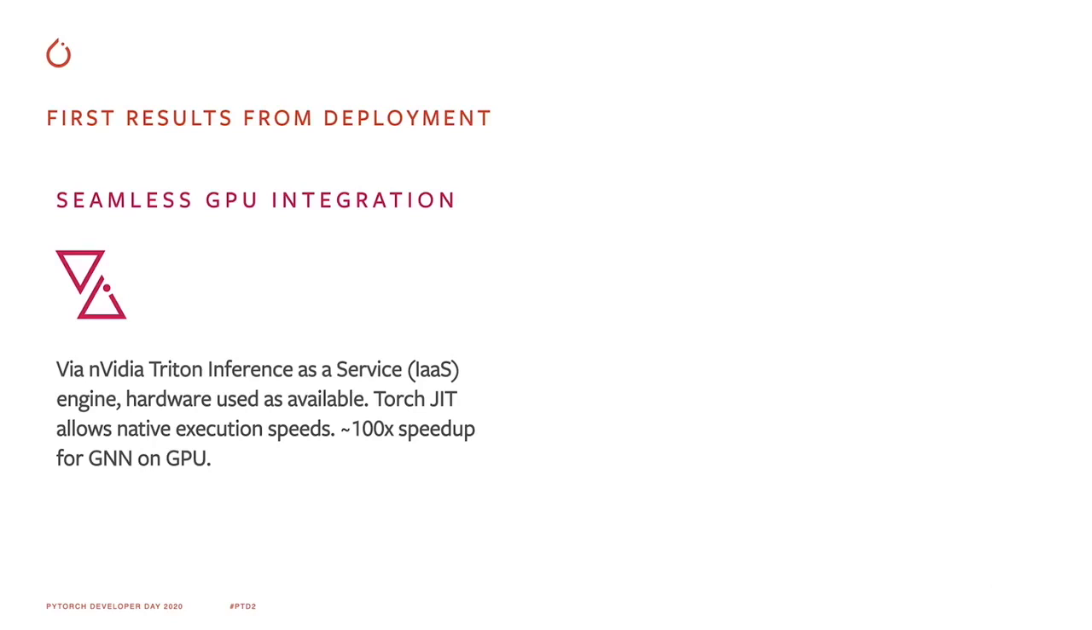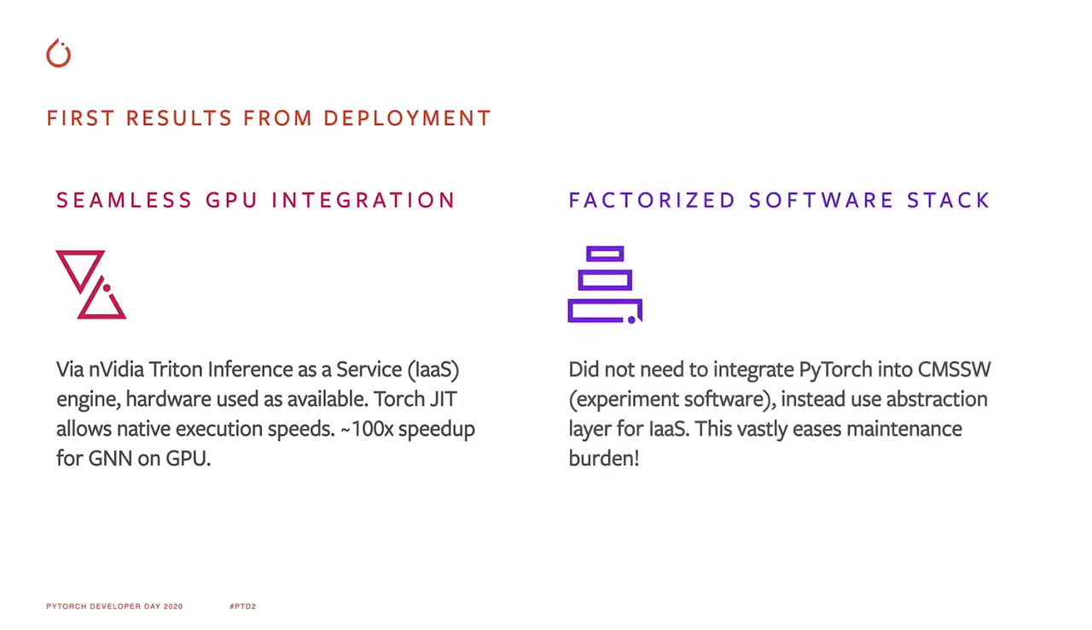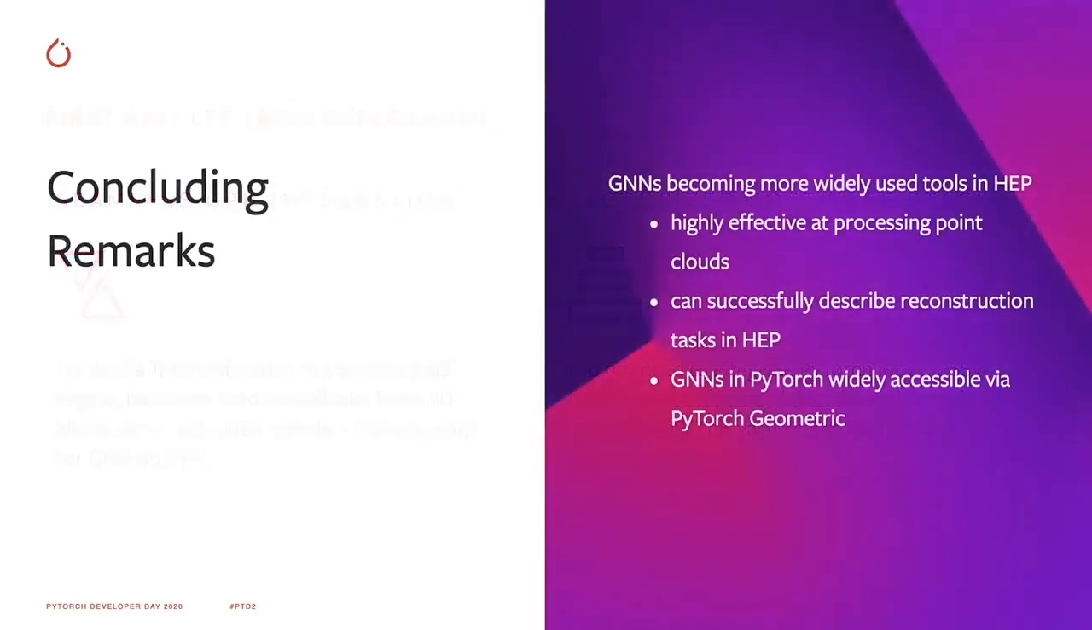So we have seamless GPU integration through inference as a service, and the typical 100x speedups that you expect. And we also get this factorized software stack that really eases our maintenance for the foreseeable future when trying to use these operators. So in conclusion, you can see that GNNs are becoming more widely used tools in HEP. We have a vast amount of point cloud data that we want to assess the relationships between all those data. And we've been looking into GNNs with PyTorch, and it's widely accessible via PyTorch Geometric.